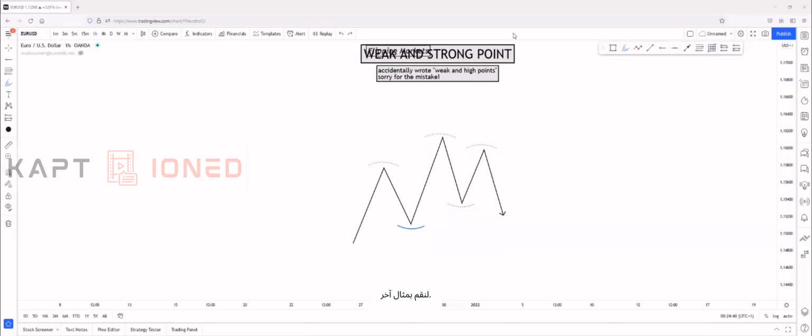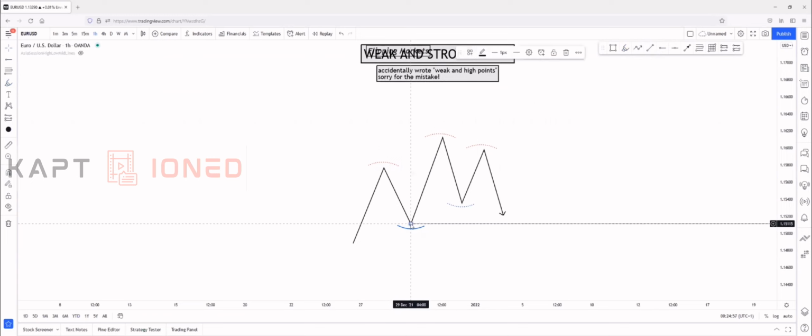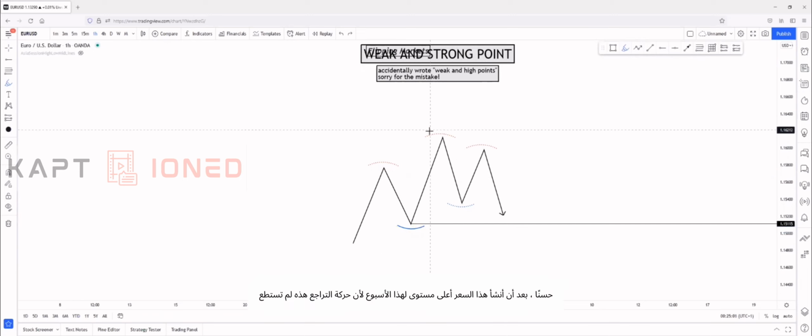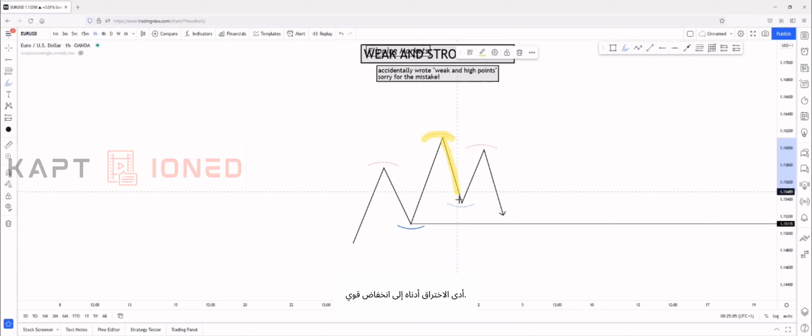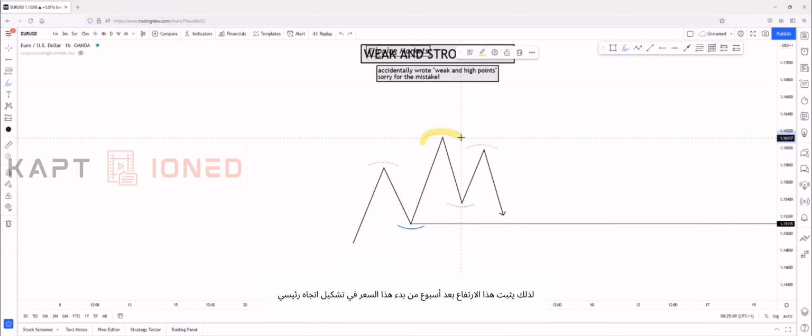Okay, so let's do another example. As you can see in this case, price is moving in an uptrend, creating a series of higher highs and higher lows. This strong low has been formed because it broke structure to the upside and broke the last structural weak point. So this proves this low will be strong. I will just mark it with this line. So this will be our strong low line. Okay. After this, price created this weak high because this pullback movement couldn't break below the last strong low. So this proves this high is weak.